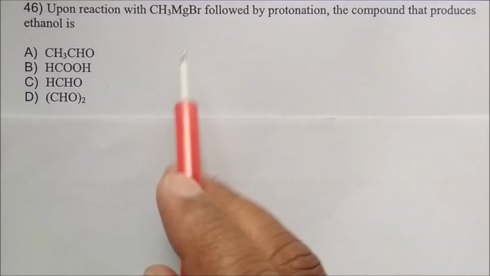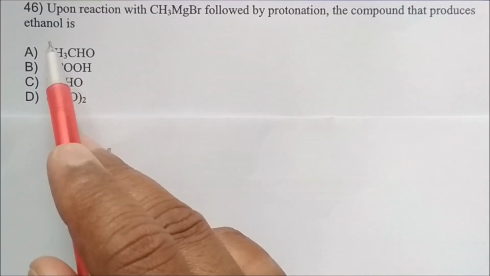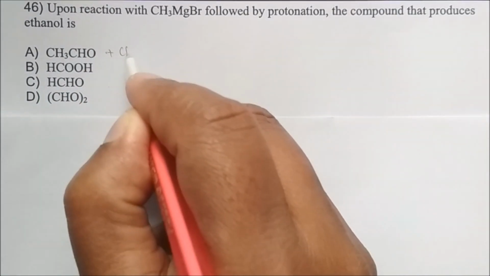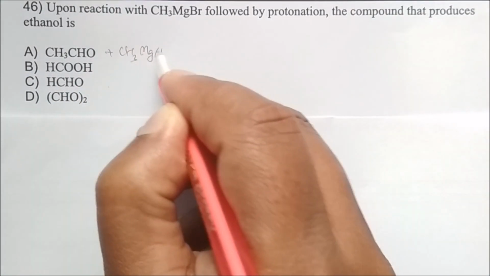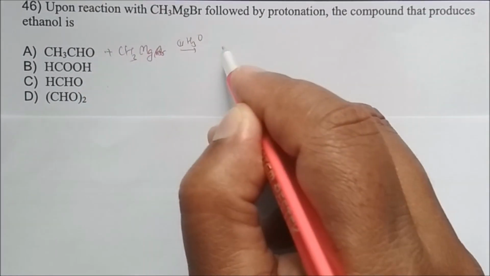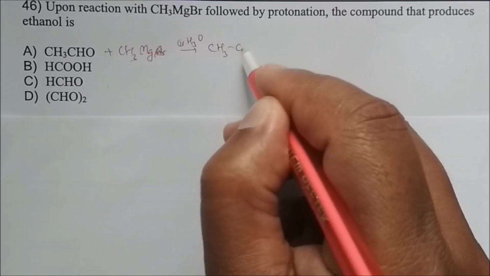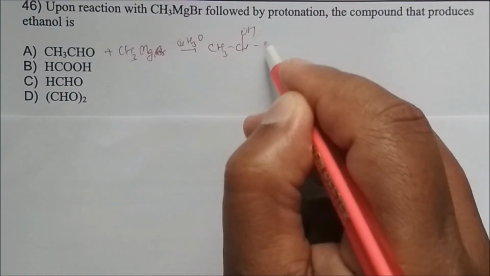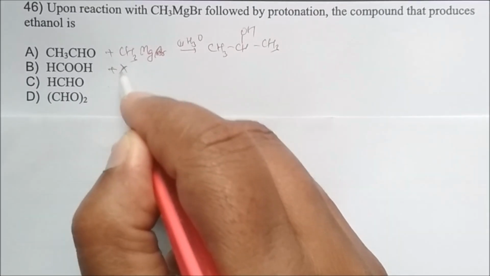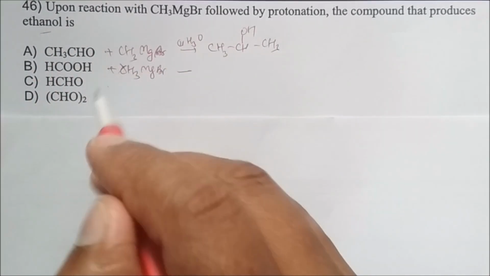Upon reaction with the Grignard reagent followed by protonation, which compound produces ethanol? If you take CH3CHO with CH3MgBr, followed by H3O+, this converts into CH3CH(OH)CH3, a secondary alcohol. If you take formic acid, there is no reaction with this. Again, if you take a Grignard, you can't get ethanol from formic acid either.